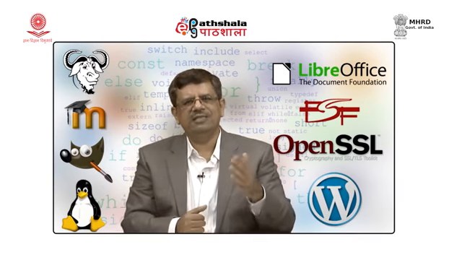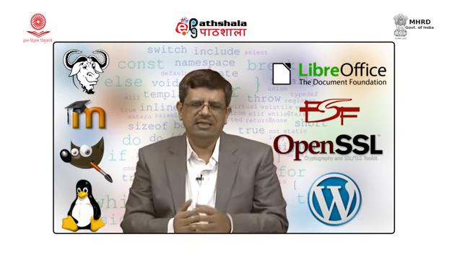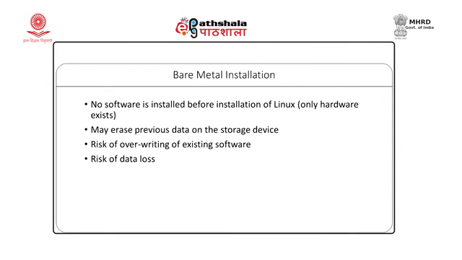So, there are different ways of installation. We will see how to use virtualization in the future slides. Let us move ahead one by one. In bare metal, as I said, no software is required. The hard disk is completely blank, it is bare metal, and we try to install Linux using the live ISO image. So, we require some bootable media.